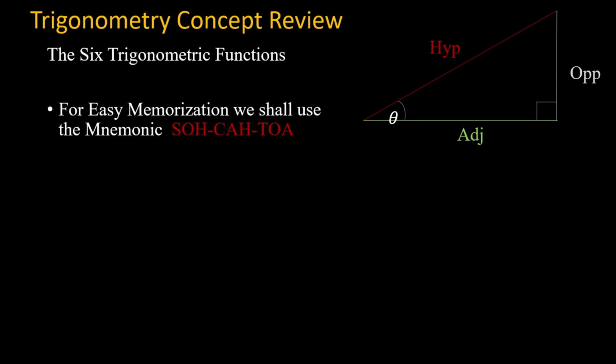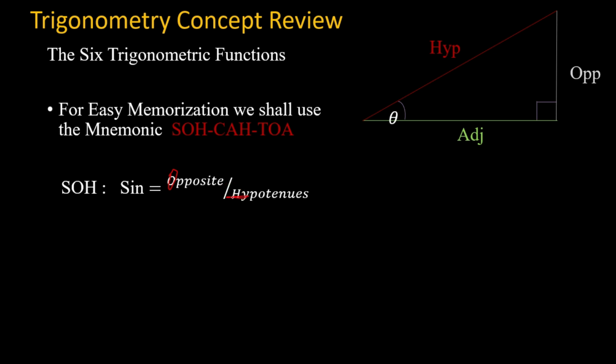Let's look at this mnemonic, which will help us to easily remember what we are learning. You don't have to memorize it, you just need to understand it. So SOHCAHTOA is a mnemonic which stands for sine, opposite over hypotenuse. So the S is sine, O is the opposite, and the hypotenuse is the H.